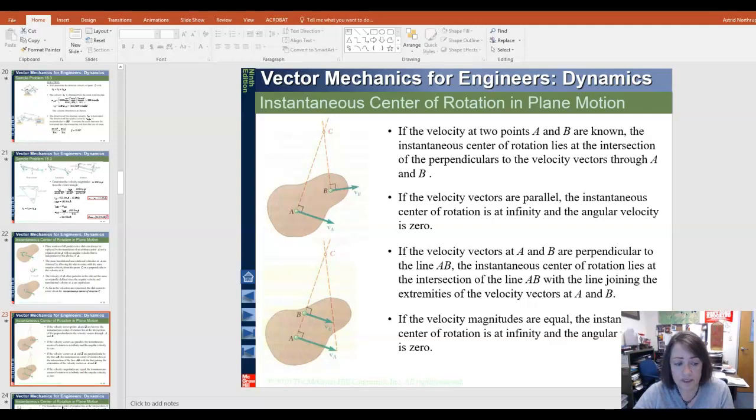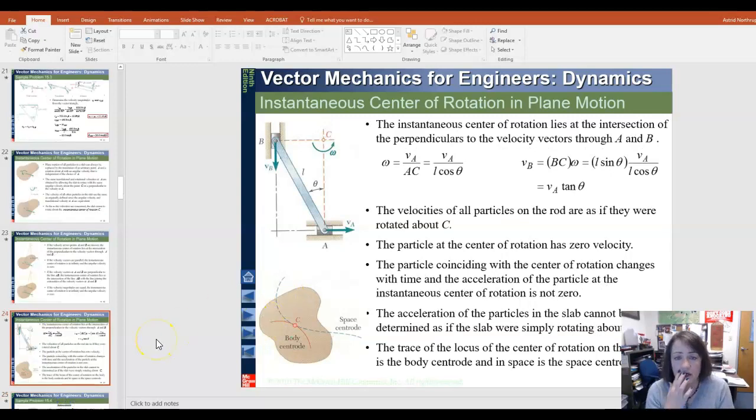You can determine omega, and you can determine velocities at other points very, very quickly. All right, so here's an example. These are the types of problems that we have worked in the past.